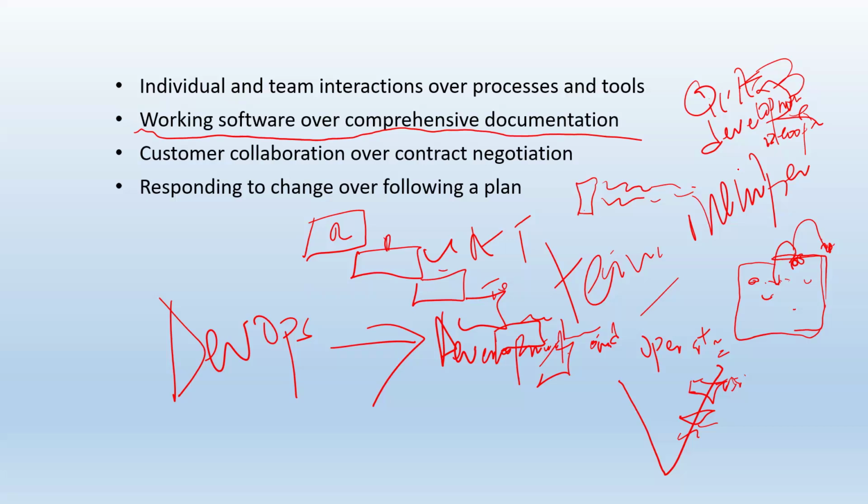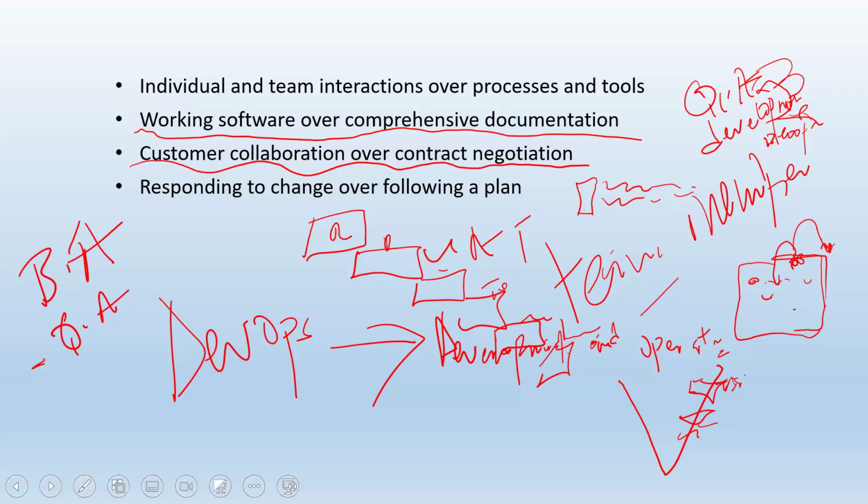All right. Then I said customer collaboration over contract negotiation. In Agile, there is customer interaction with your team, at least once a week, and at most it can go to every day. Customers can contact the BA team, the business analyst team. They can contact the QA team.